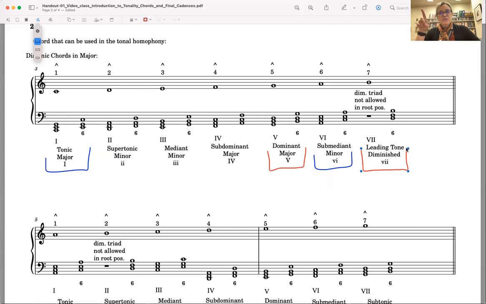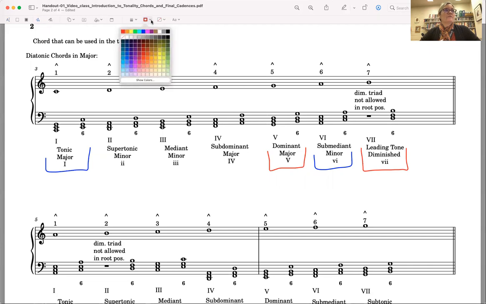The final function is predominant. Now, I'm going to divide this into 2 subcategories. Okay, and I'm going to use, let's use a darker green. There are the predominants, and we call these cadential predominants. The cadential predominants are the predominants we use at the final cadence or at the authentic cadence. And these are very limited, okay?